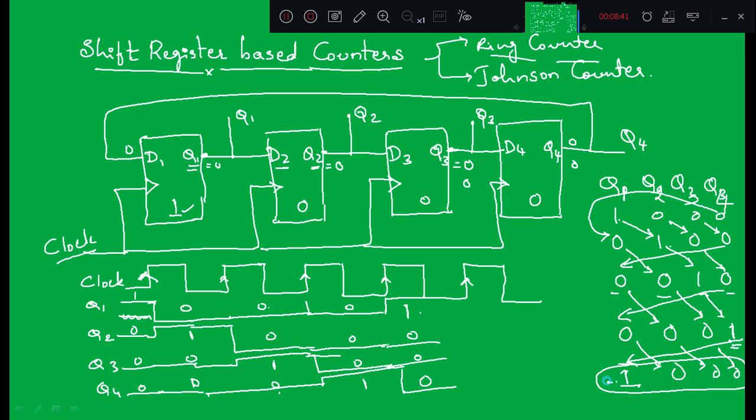So this was my initial state, right? Even if you apply more clock pulses, these 4 states are going to repeat. That means if I write a truth table of this counter, how does it look?